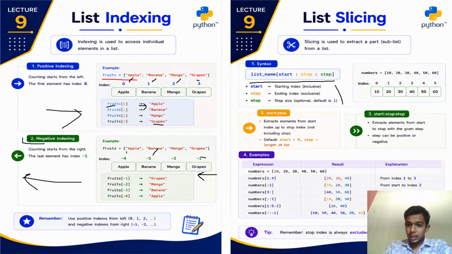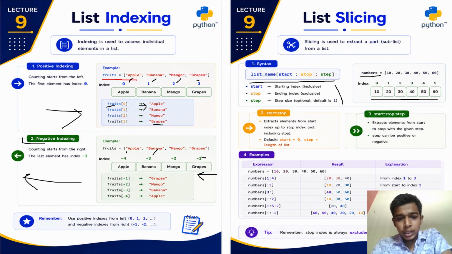Now see the example given here. Suppose we have numbers equal to 10, 20, 30, 40, 50, 60, and their indexes are like this: 10 is at 0, 20 at 1, and similarly for all, you can see the indexing is given. Now you can see numbers[1:4]. It will give output 20, 30, 40 because it starts from index 1 and goes on.